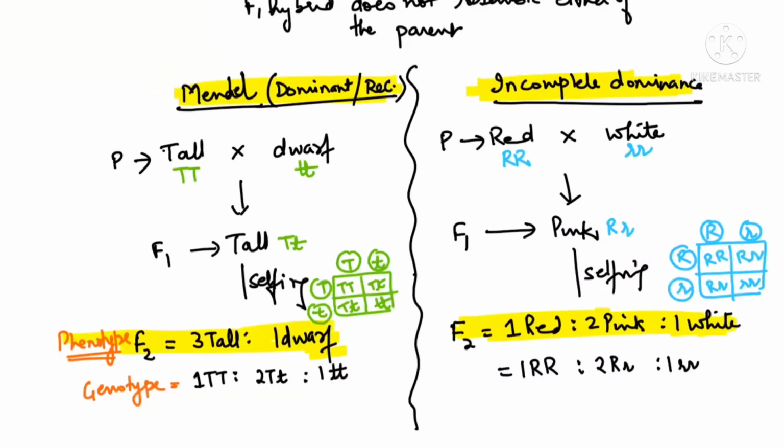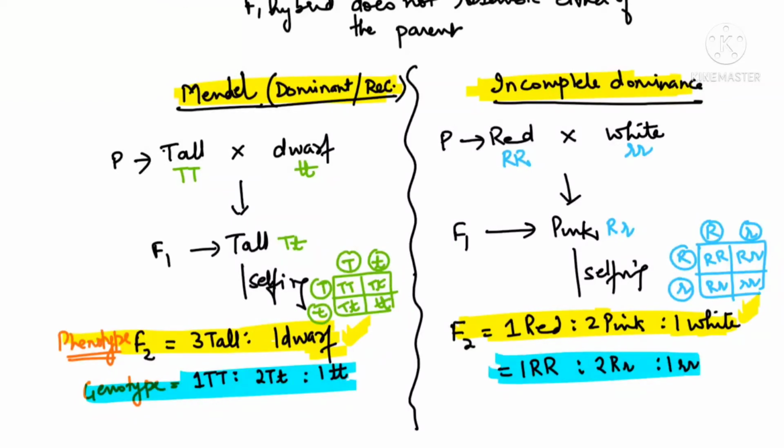Is it clear? According to Mendel, what is the phenotype ratio? Once again, beta, it will be 3 tall and 1 dwarf, means 3:1. But according to incomplete dominance, what is the phenotype ratio? We will say 1:2:1. Now, what is the genotype ratio? The genotype ratio is not changing. According to Mendel, it was 1:2:1, and according to incomplete dominance also it is 1:2:1.